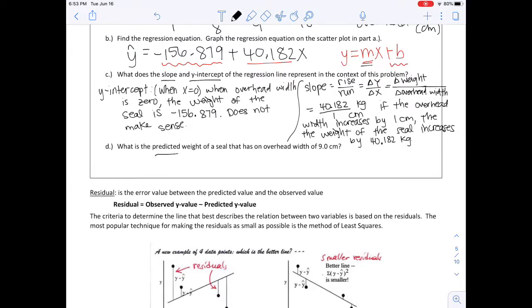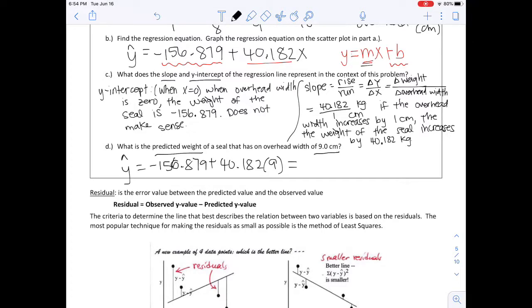Part D says, what is the predicted weight of a seal that has an overhead width of 9 centimeters? So first thing is, anytime it says predicted weight, it's asking for us to find our y variable, y hat. And so anything predicted is a guess that we have, and we're going to have to be using our regression equation to figure that out. Since our overhead width is 9 centimeters, that's our x value, if you look back up above. So I'm going to take my regression equation, and I'm going to substitute in 9 for my x value.